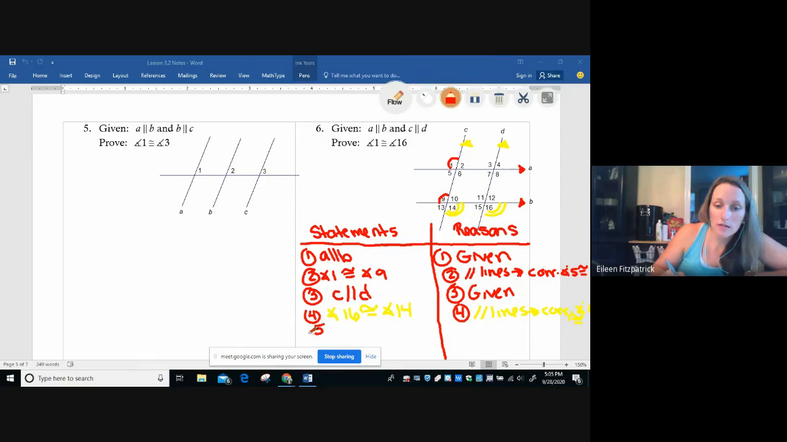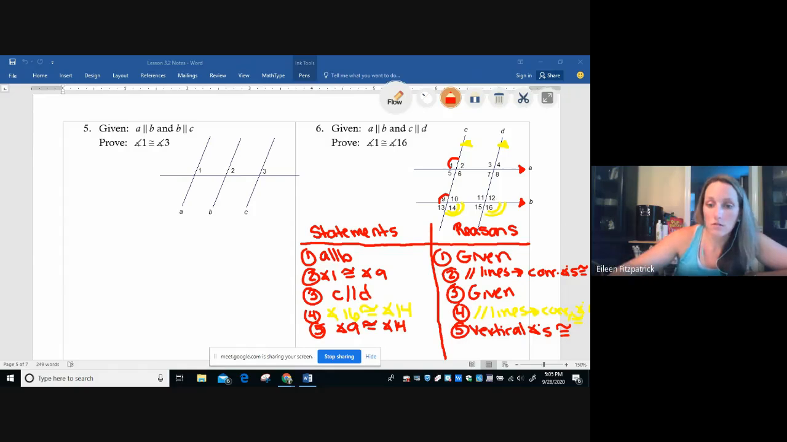So let's write that down. I can say that angle 9 is congruent to angle 14 because vertical angles are congruent. All right. Hide this thing. And then where do I go from there? Well, let's see how I can connect all 3 of these pieces of information to come up with something new.